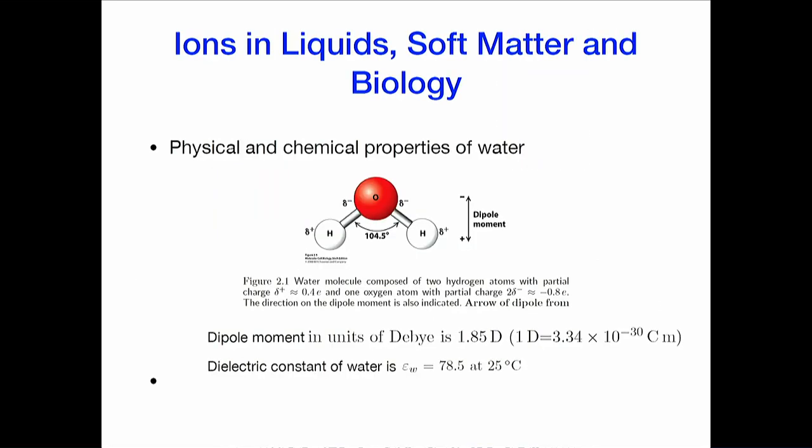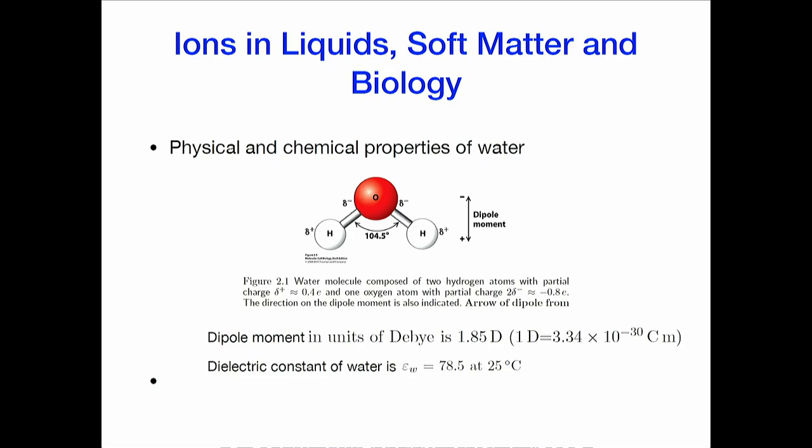Okay, so now let's come to this. I gave you a simple description of soft matter in general. So now let's come more generally to the Coulombic part, to the ions and things like that. So ions in liquid, soft matter, and biology. The most important part in biology is, of course, water, because everything in biology takes place in water. Water, as we know, is a molecule which has this V shape with a given angle.